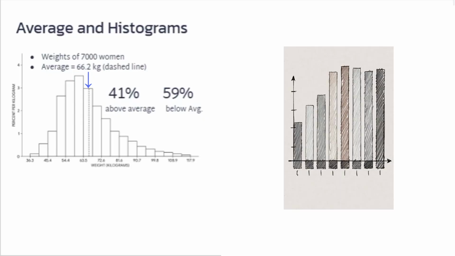You might guess that when the average is 66.2, then 50% of the women are above the average in weight and 50% are below the average. But this is not correct. When you look closely and measure the area under your histogram, you will find that only 41% are actually above the average and 59% are below the average. So what's going on here?